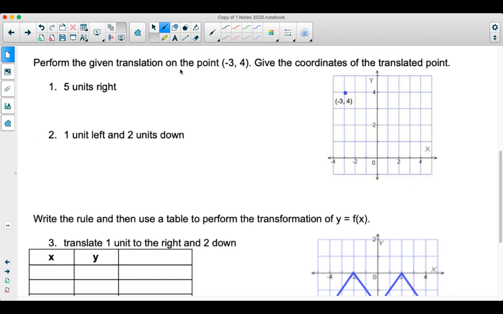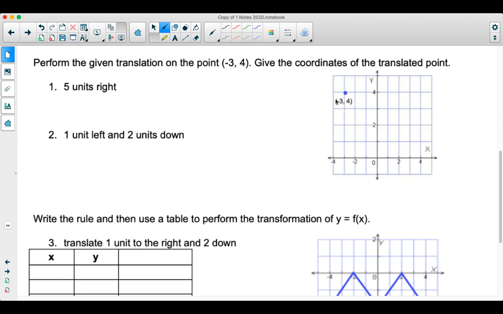Perform these given translations on the point -3, 4. So it's helpful to see these visually first, and then as you get more used to them, you can just add numbers, add values to the original point or points.